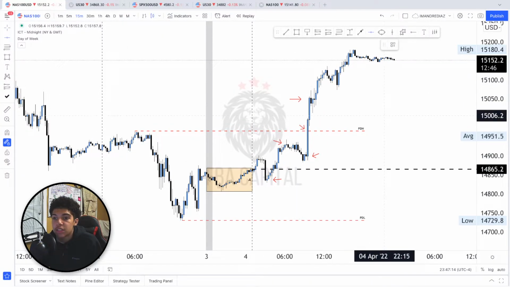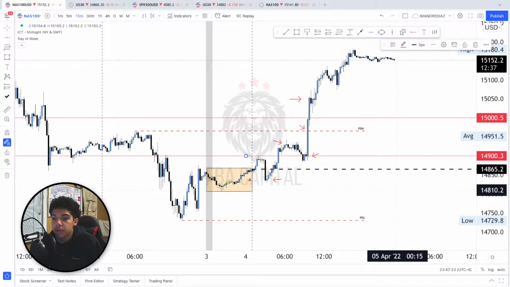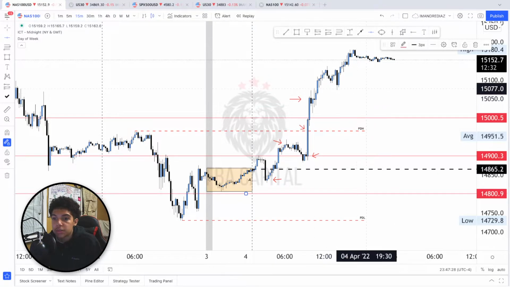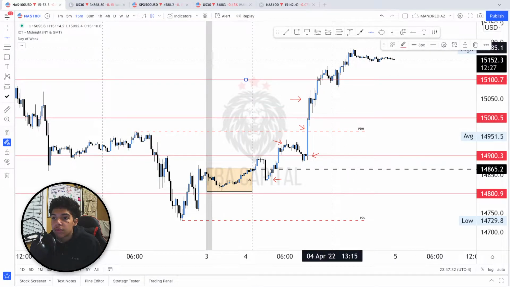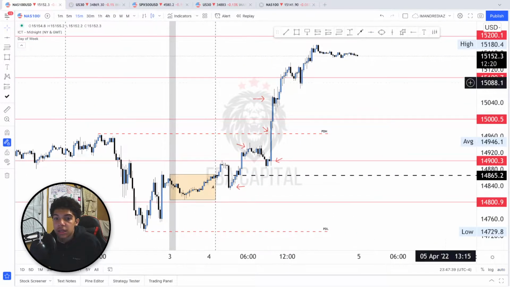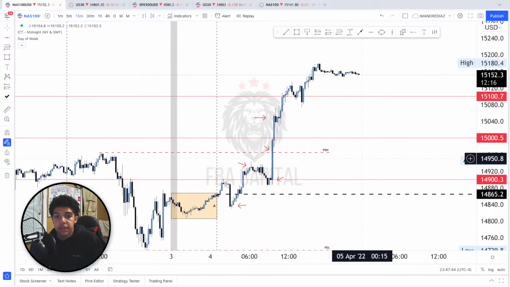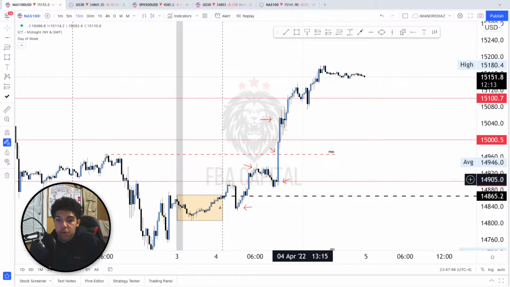But before we do that, let's mark up our big figure levels, which are going to consist of 15,000, which is right here, 14,900, which is right here, 14,800 all the way down here. It's not being used, but it is an important area. We got 15,100, and then we have 15,200 all the way up there. These are the main levels in and around where price currently is. Matter of fact, I'm gonna get rid of this price up there and this price down here because they don't really matter as of right now. But these are gonna be our main important areas.